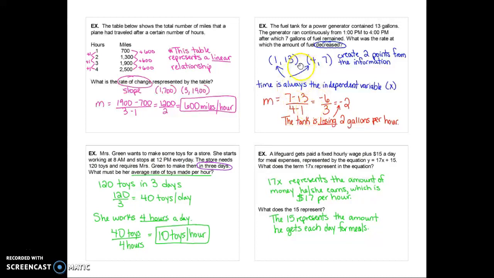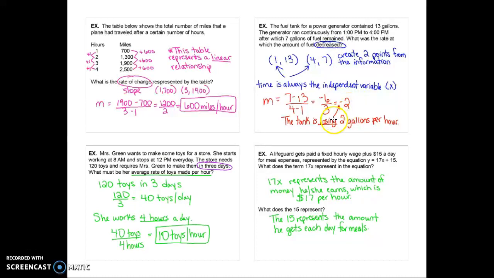Now you're just going to calculate the slope. You have 2 points, so 7 minus 13 over 4 minus 1. That gives you negative 6 over 3, so you want to reduce that to negative 2. Now it's important that this should be a negative value. If you were decreasing in fuel, your rate of change should be negative because it was decreasing. So pay attention to that word. If you have decreased in your problem, but you get a positive for your answer, then that should be a big red flag that you made a mistake.